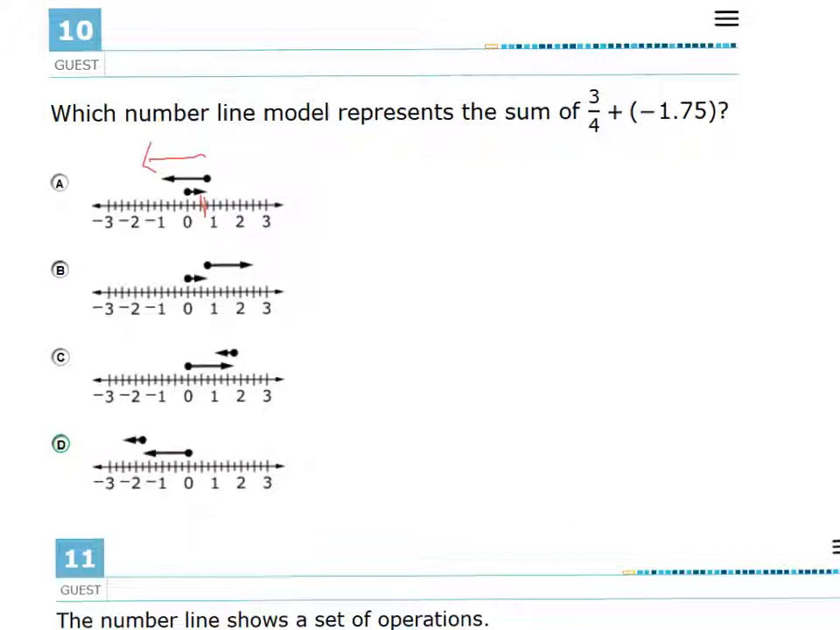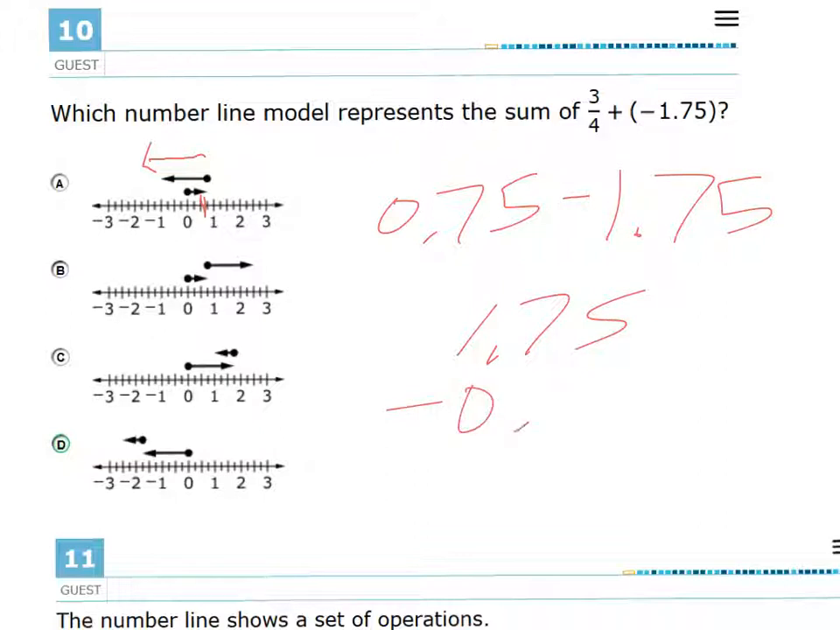So if we think about this, 3/4 plus a negative 1.75 is the same thing as saying 0.75 is being subtracted by the 1.75. So we end up with 1.75 minus 0.75, and we end up with 1, but the answer is negative. So here we notice that when this arrow is going back, it ends at negative 1. So letter A is very possibly our answer.